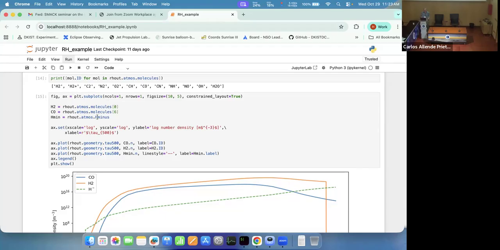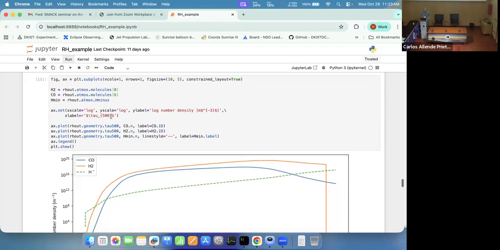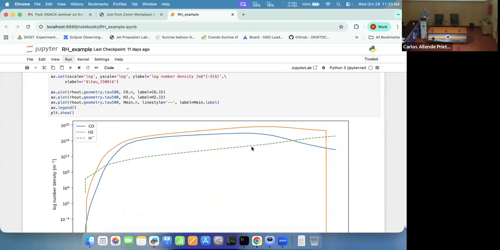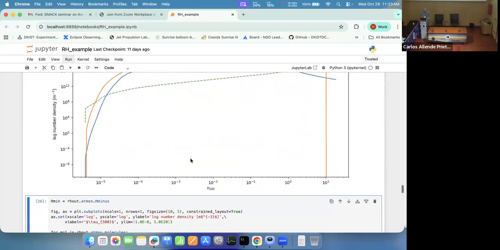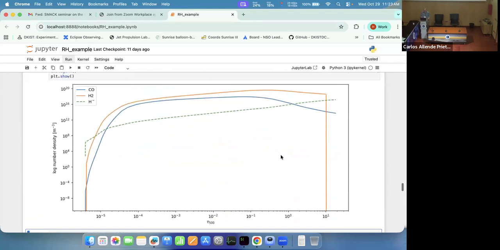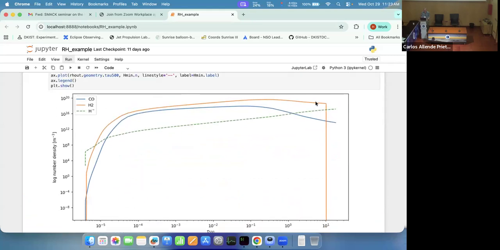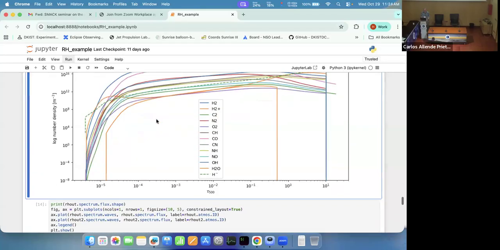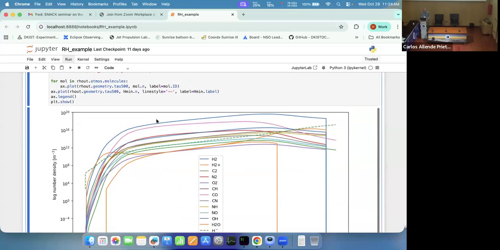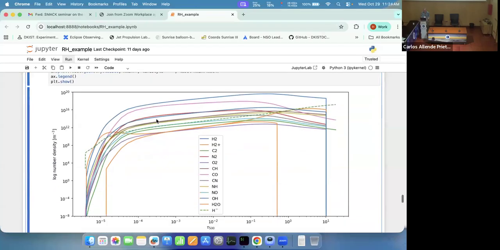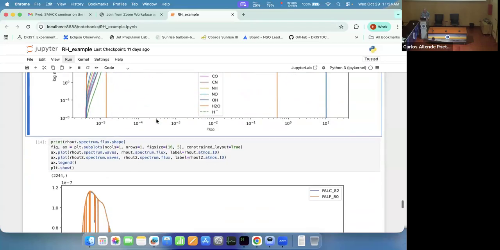And I also plot the H- number density, which is here in dashed line, as a function of tau 500 in the file. And you see that H2 is actually the most abundant molecule, but H2 doesn't have any strong lines. CO has many more prominent lines, and the number density is almost the same as in H2. These are all the 12 then plotted as a function of tau 500.